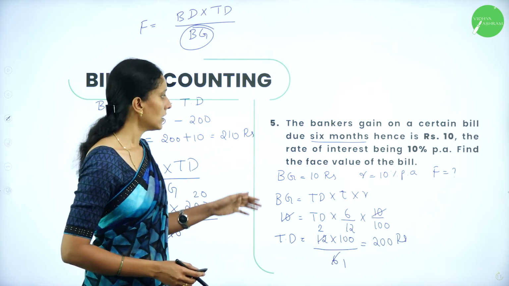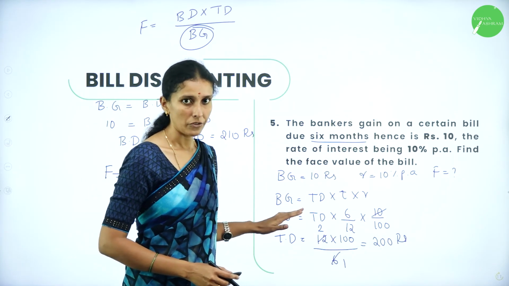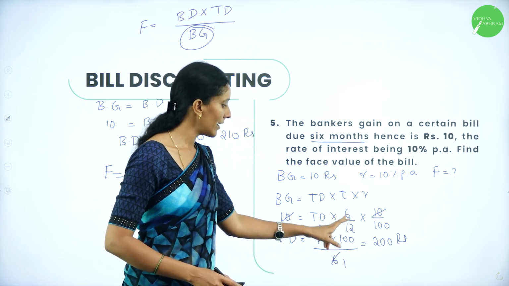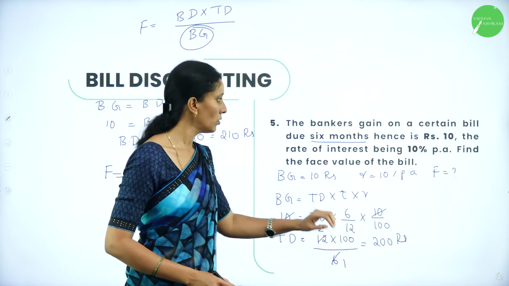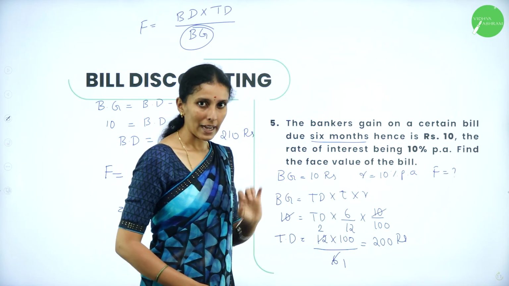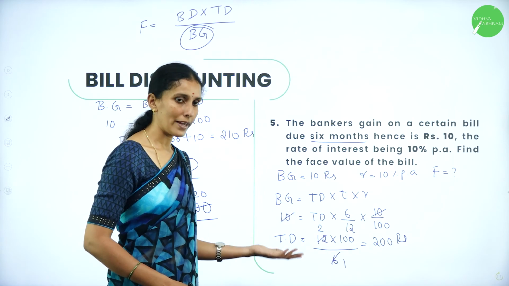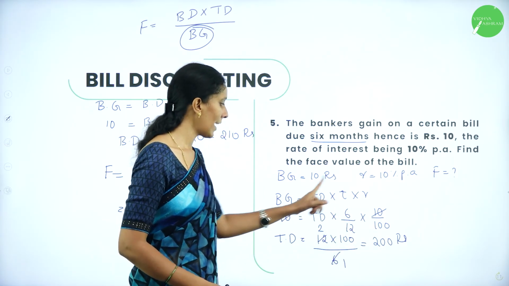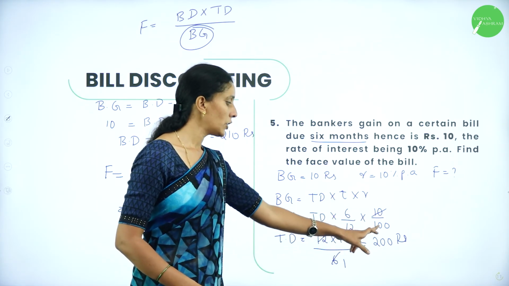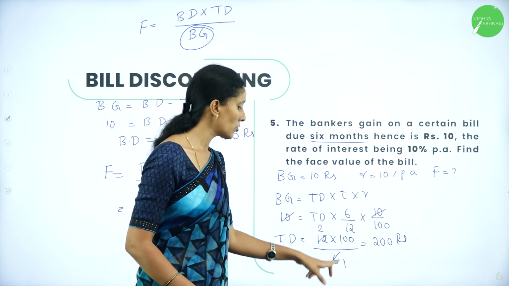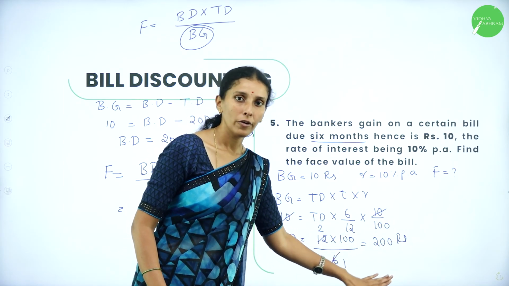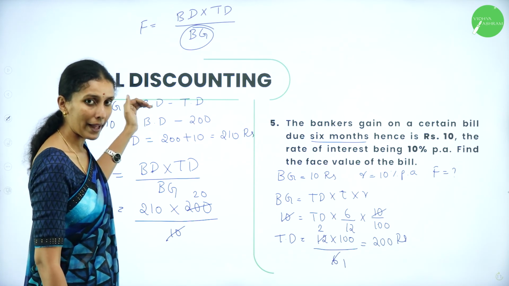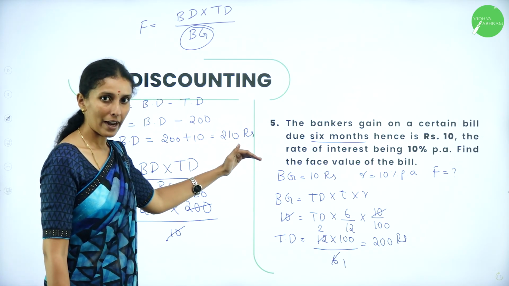So now here the banker's gain is given as 10 rupees. Time is given as 6 months, so it is 6 by 12. You can directly cancel here also, it will become 1 by 2. And 10 by 100, you can write it as 1 by 10 only. So when you cross multiply and cancel 10 on both sides, 12 into 100 is 1200, 1200 by 6 is 200. Now you have true discount. Use the formula of banker's gain again, to find banker's discount, you will get it as 210 rupees.